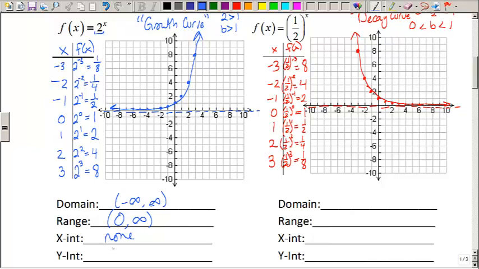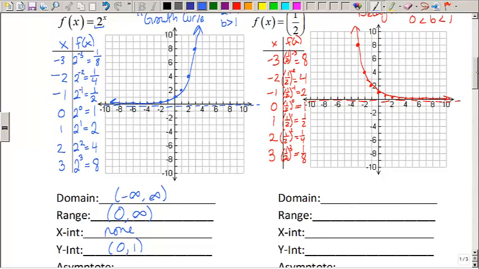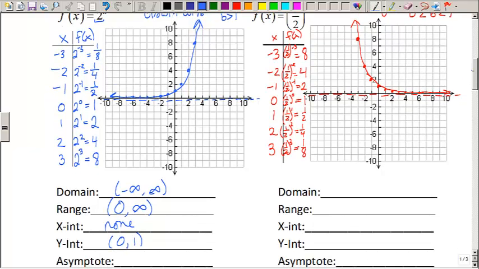But I do have a y-intercept. My y-intercept is at 0, 1. And lastly, my asymptote is a horizontal asymptote, which we've talked about, at y equals 0, or just the x-axis.